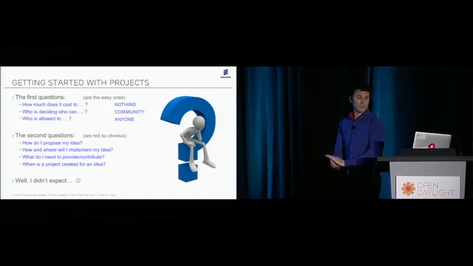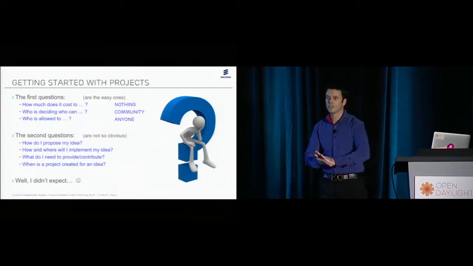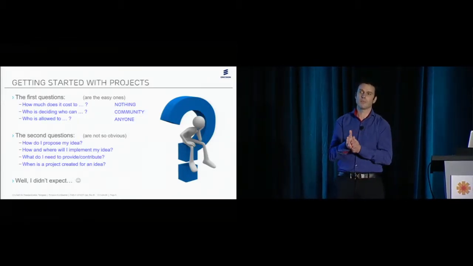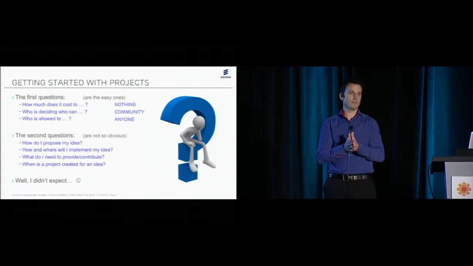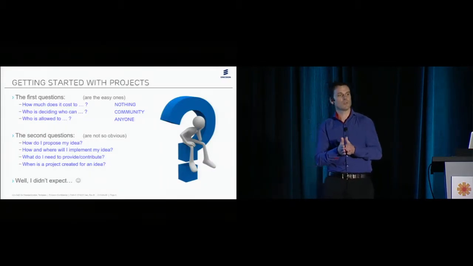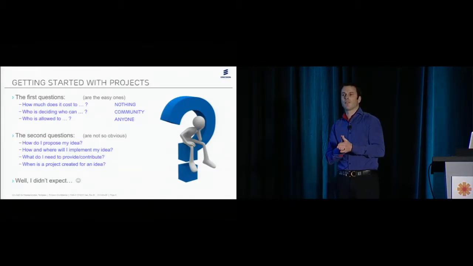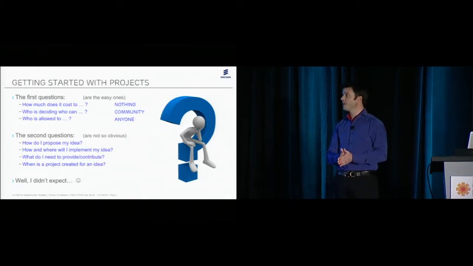And who is allowed to do things? Anyone can do things. Anyone can do anything. If you want to become a committer on a project, get involved in it and contribute lots of software, and you will be made a committer by the community, because the community will decide that you should be a committer because you have provided enough value into the community.